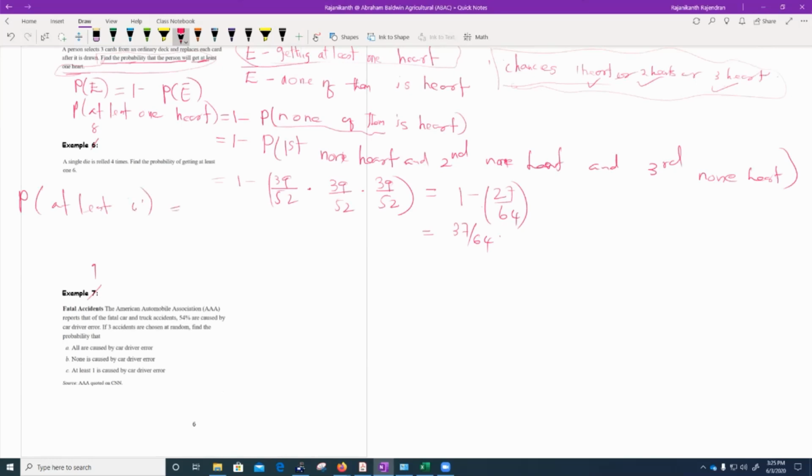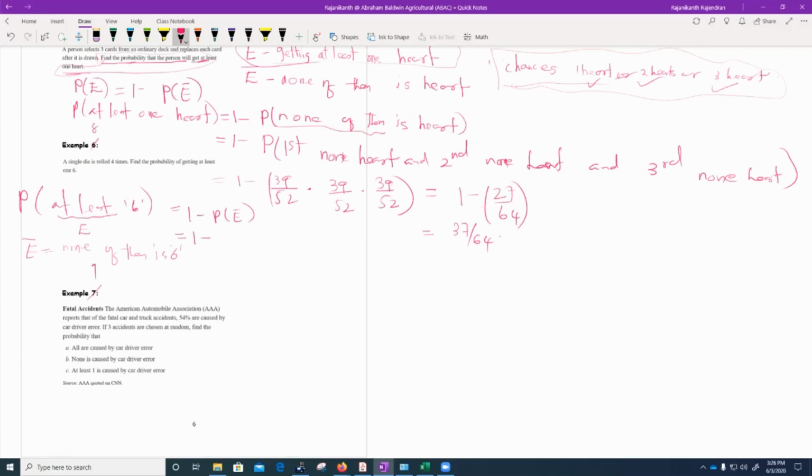Like earlier, you could denote this as event E. If this is event E, then what is my complement event? Getting at least one 6 means the complement of E is going to be none of them. So none of them is 6. So you are not getting 6 in all four attempts. That's the meaning. But the formula says that P of E is 1 minus P of E bar.